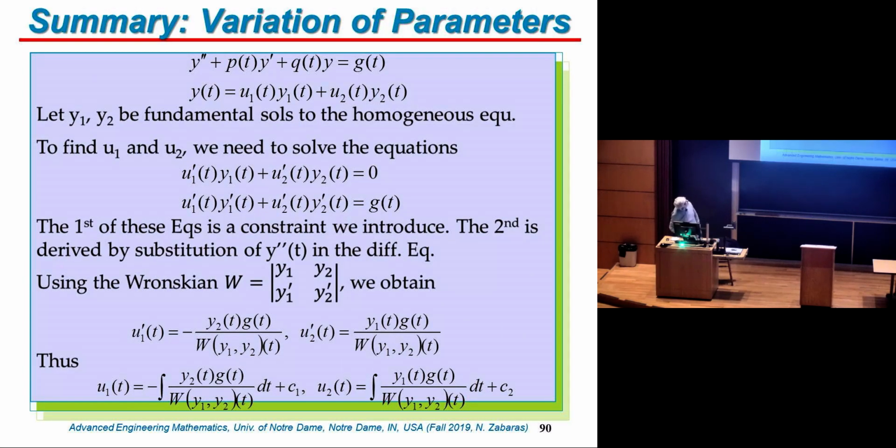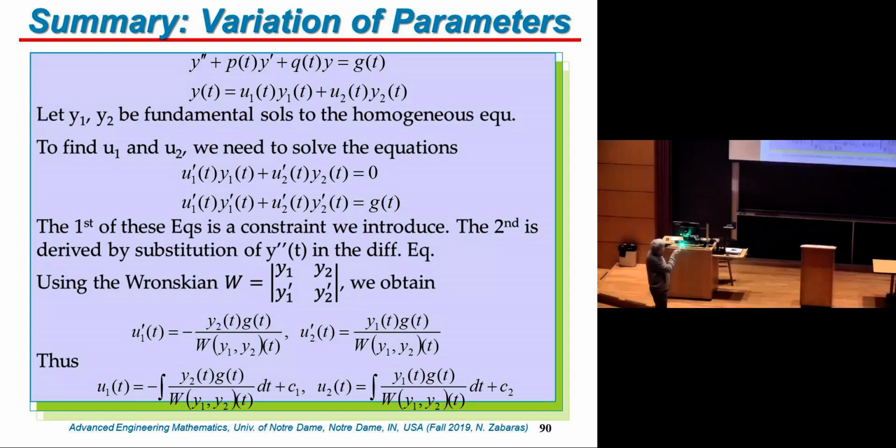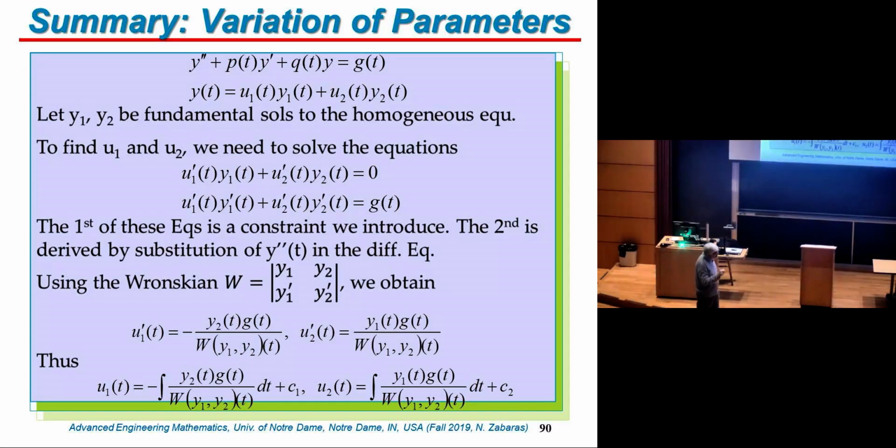This method is called variation of parameters. So let me put everything up so we can finish it in less than 2 minutes. We have this equation with coefficients that are functions of time, including a forcing term. The variation of parameters is going to try a combination of the fundamental solutions for the non-homogeneous equation. But this combination is going to involve functions u1 and u2. All right? So this is how this method works.